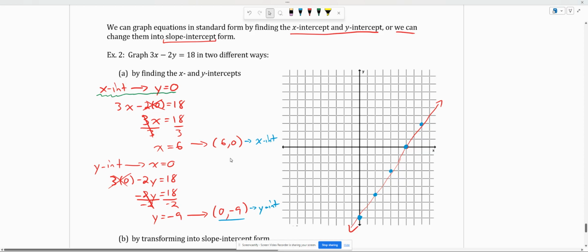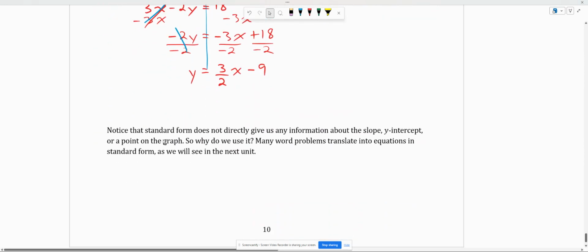You might think, well, why? Why are we learning about standard form? Well, it's coming up in the next unit in a big way. So why do we use it? Many word problems or real world problems very often translate into equations that happen to be in standard form. So we're going to be dealing with them a lot in our last unit 6 on graphing. So we'll see that in the next unit.